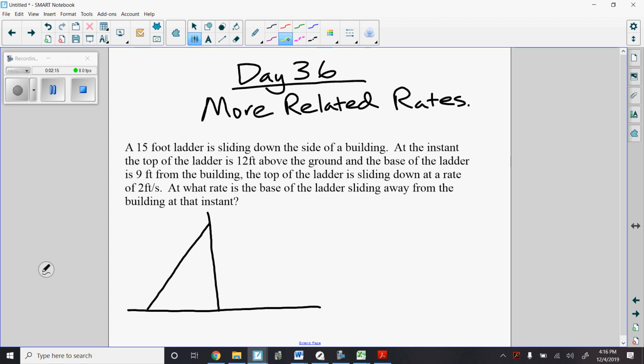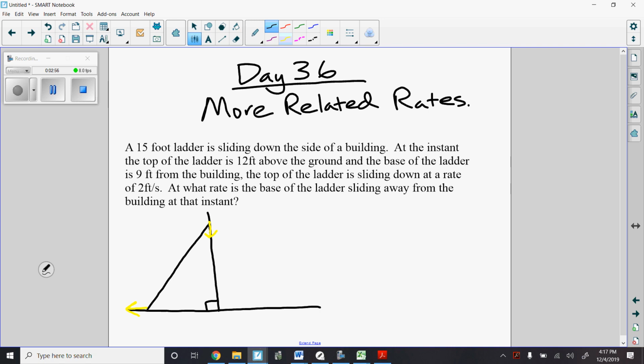It's important to keep a couple of things in mind. The first thing is that the tip of the ladder here is moving down. The base of the ladder is moving away from the wall. And again, what we have here is a right triangle. We can assume that the building is not the Leaning Tower of Pisa, it's at a right angle to the ground.